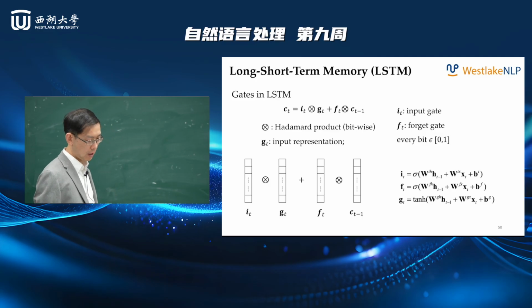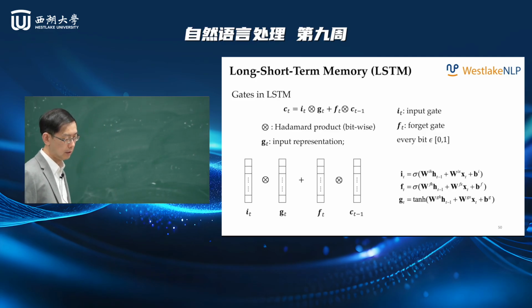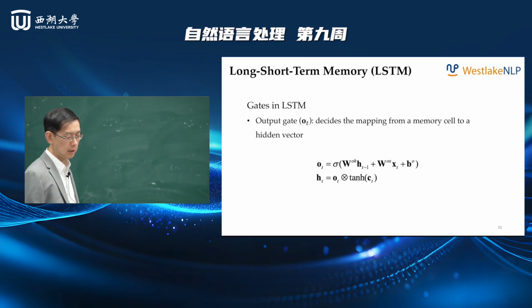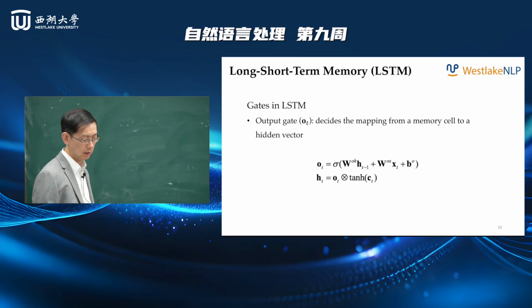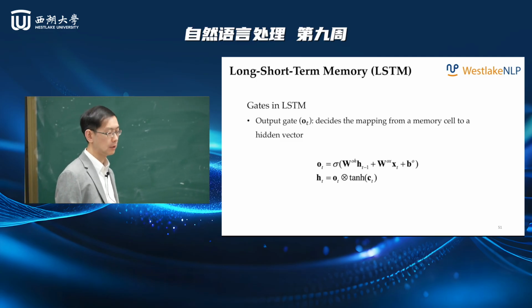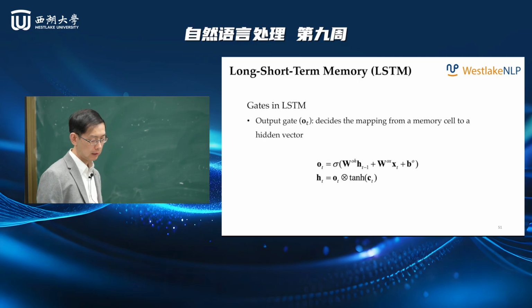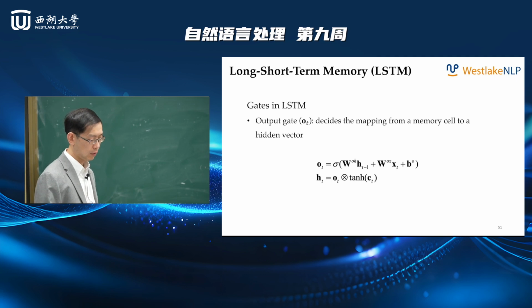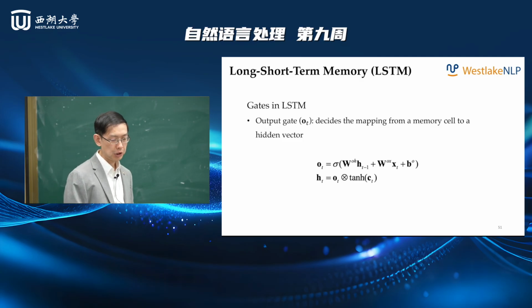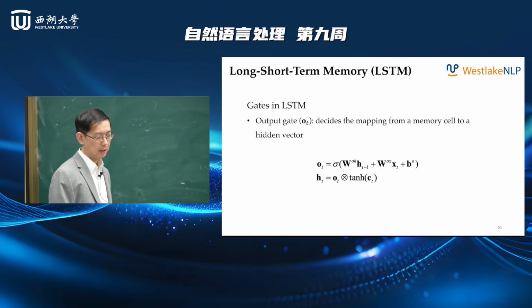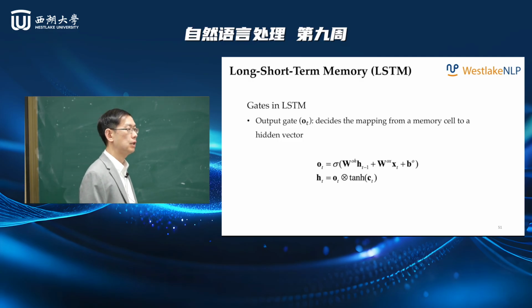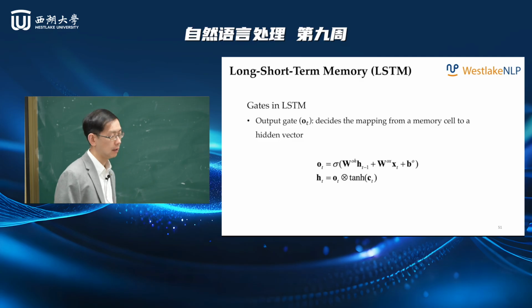Okay, so now we have the equation for the recurrent cell. What about H? H is computed from the cell. So I have another gate called the output gate. The output gate is another single neural layer with a sigmoid activation. And then H, the hidden state, is a tanh activation of the cell state, Hadamard product with the output gate.